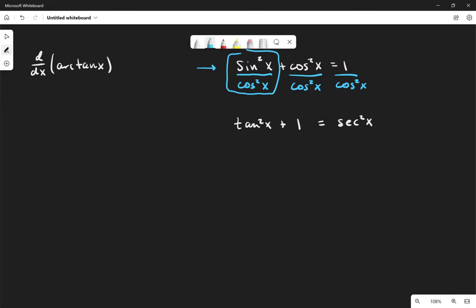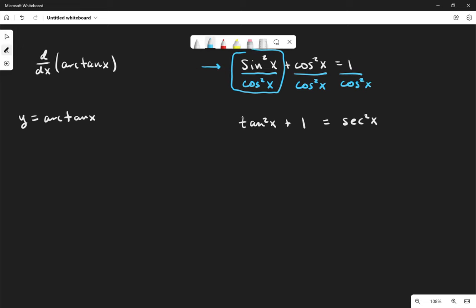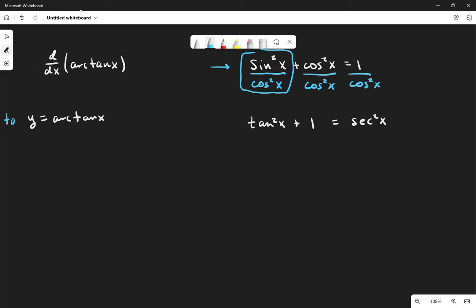So now let's move on to the derivative here. Just like the last one, we're going to let y equal arctan x. Just like before, this is just the definition of arctan. I can apply tangent to it and it undoes it. So we're getting rid of the arctan. That would mean that the tangent of y equals x.